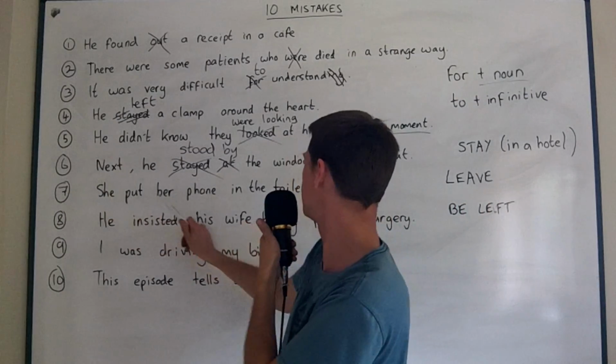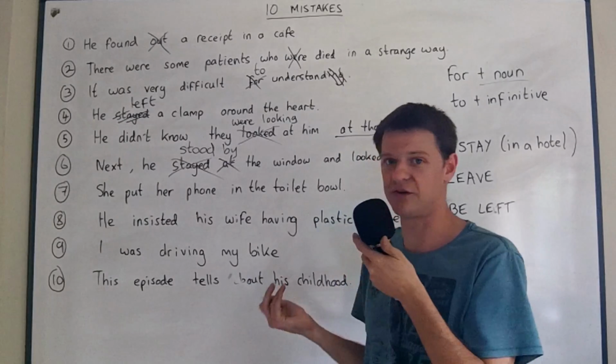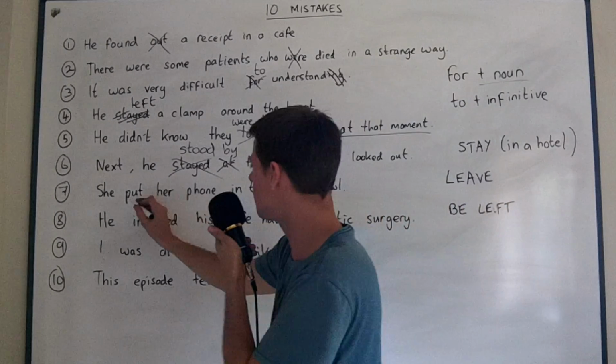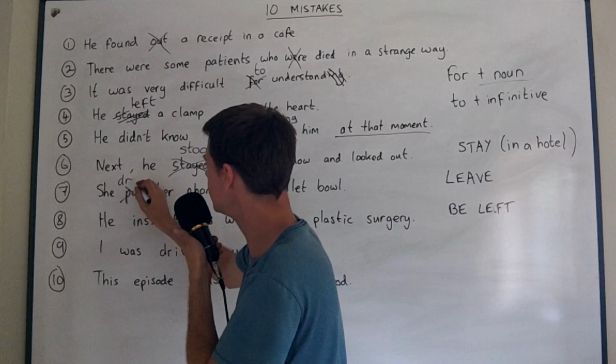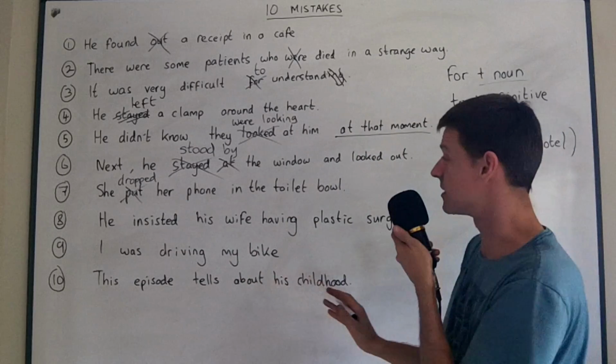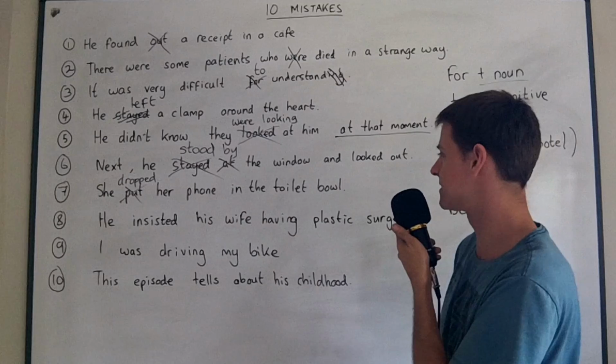Okay, number 7: she put her phone in the toilet bowl. Why? Yeah, it's an expensive piece of equipment. I know that the student meant dropped, not put. Nobody puts their phone in the toilet bowl. But a lot of people drop it in the toilet bowl when they're perhaps leaning over and it falls out of your pocket or something like that.